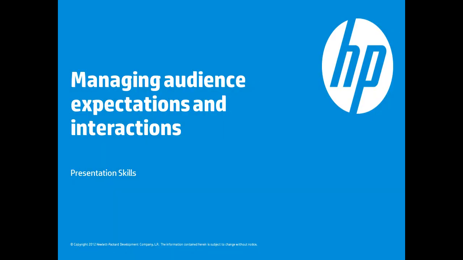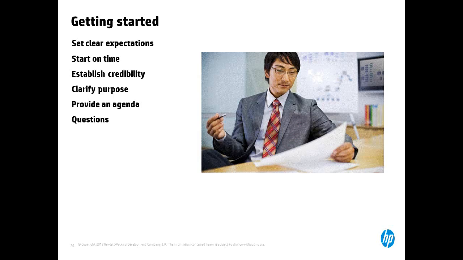We move on to managing audience expectations and interactions. So getting started, one of the key aspects is to set clear expectations for the presentation, including the guidelines for any interaction. Create an issues list on a flip chart or a whiteboard and explain that you will list anything that is out of scope or needs more research or follow-up.